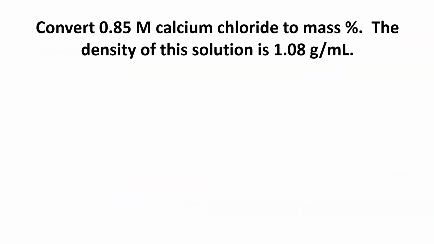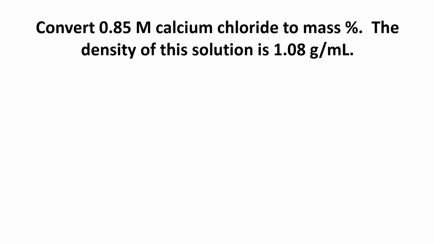Here's one of those conversions that we can do, and it is very similar to one that you did in your lab with the vinegar titration. It's converting between molarity and mass percent. Here's our question. We're going to convert 0.85 molar calcium chloride to mass percent. The extra bit of information that we'll give you is that the density of this solution is 1.08 grams per milliliter. Remember, that's the density of the solution.